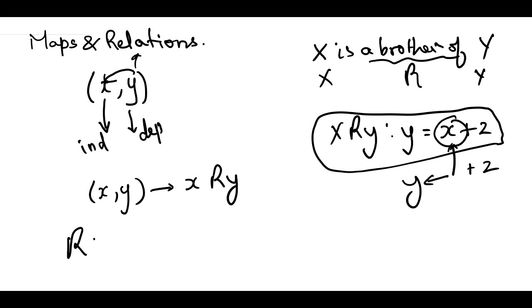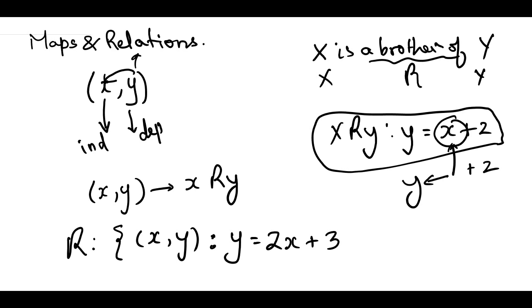So a relation R can be written as a set of all ordered pairs x comma y where x and y are real numbers. Okay, and you can write how x is related to y, for example, in such a way that y is equal to, say, 2x plus 3, or whatever you want. So this is a typical notation in which a relation is written. So the relation is the set of all x, y where y is related to x in some way or the other.